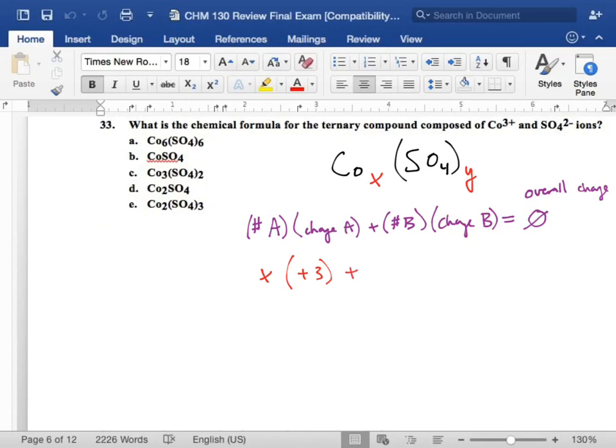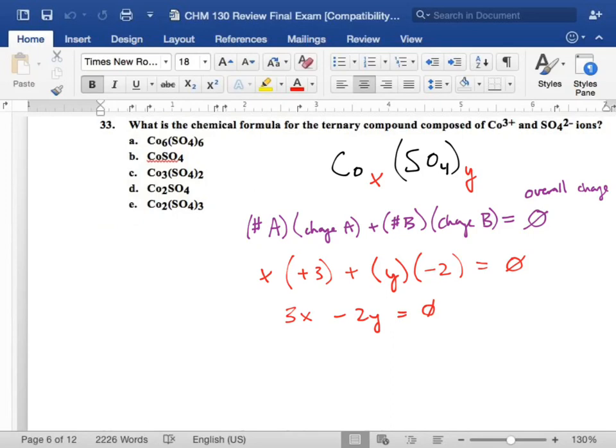What is the number of atoms for B? Y. That could have been a funny exchange. We'll just let that go. What is the charge on B? -2. This must equal 0. So 3x minus 2y equals 0. Right? So 2y and 3x must somehow balance out.